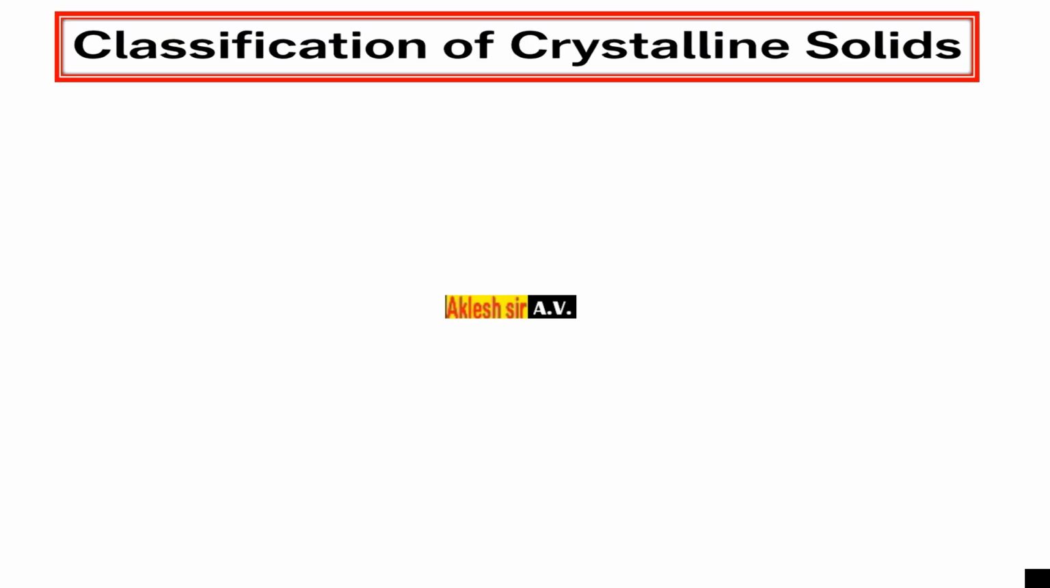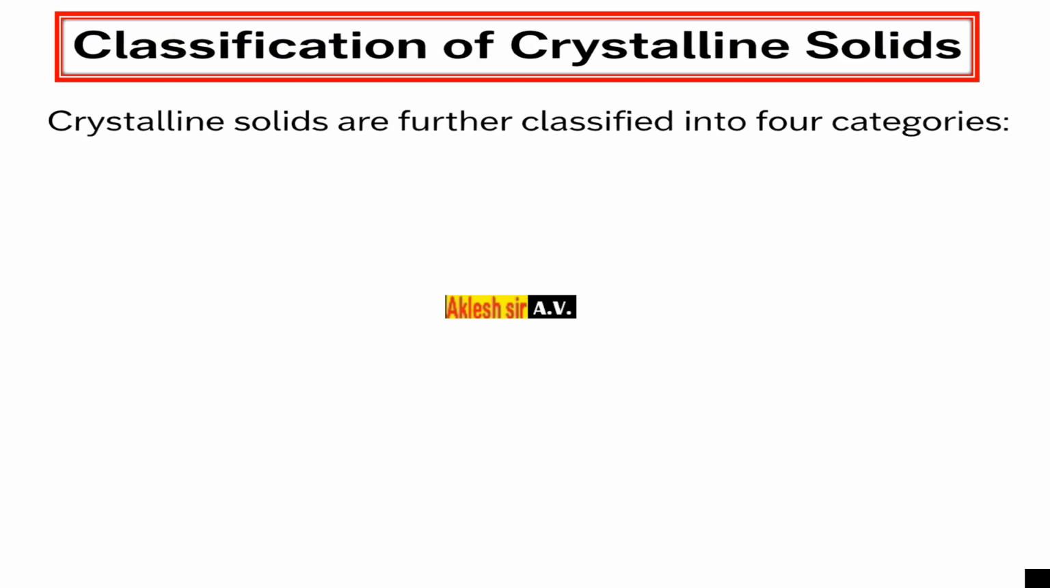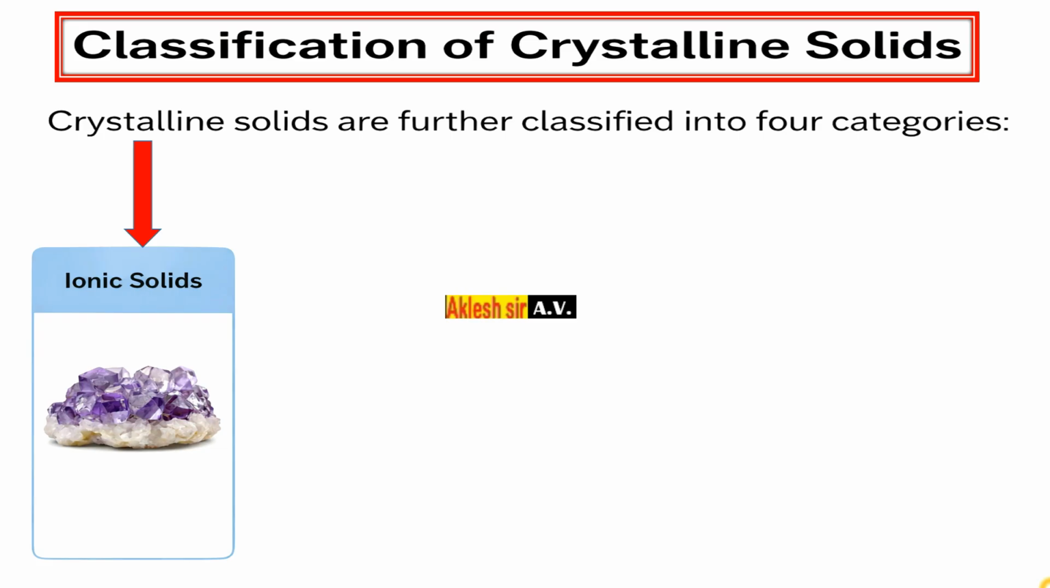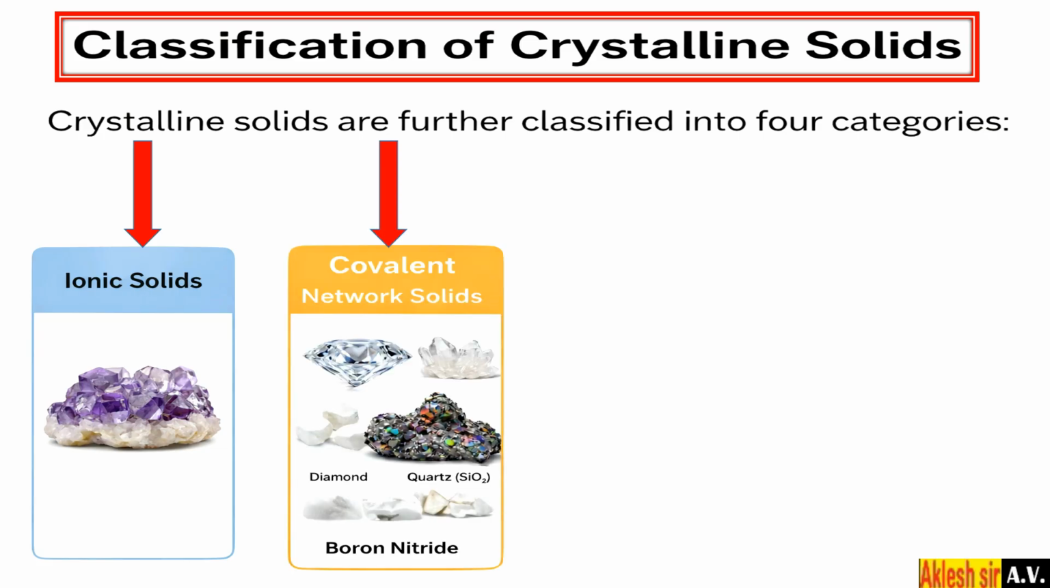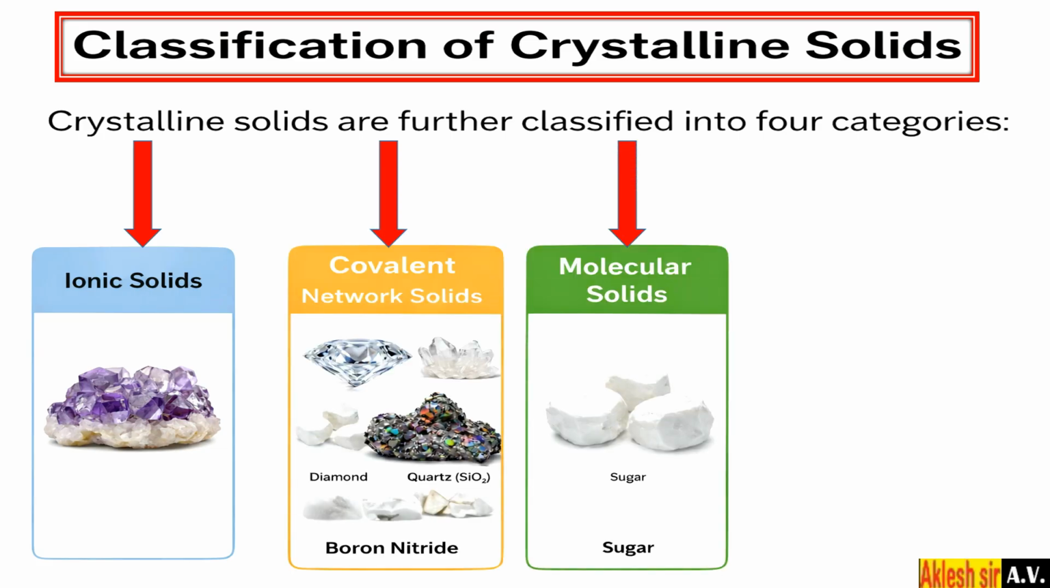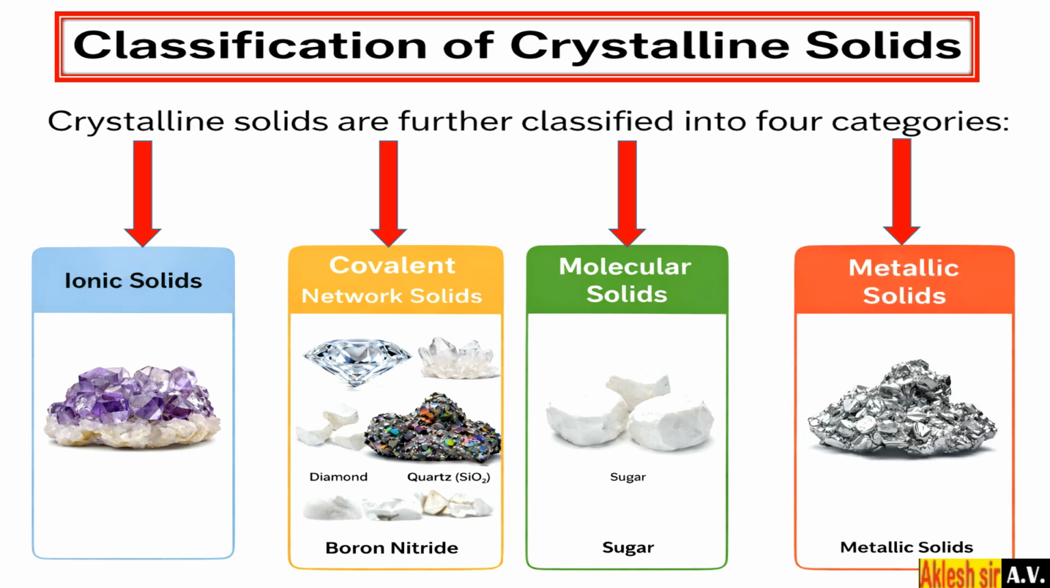Classification of crystalline solids. Crystalline solids are further classified into four categories: ionic solids, covalent network solids, molecular solids, and metallic solids.